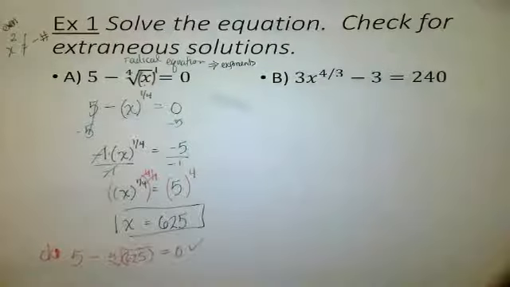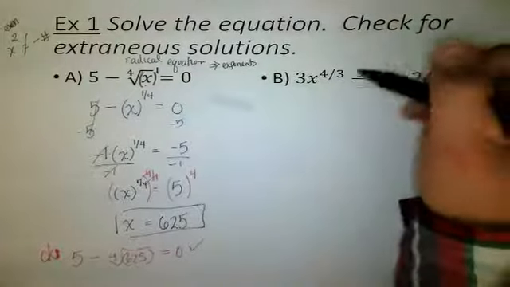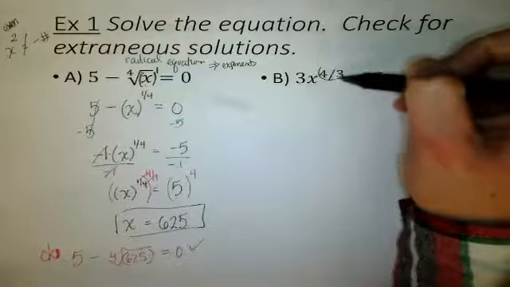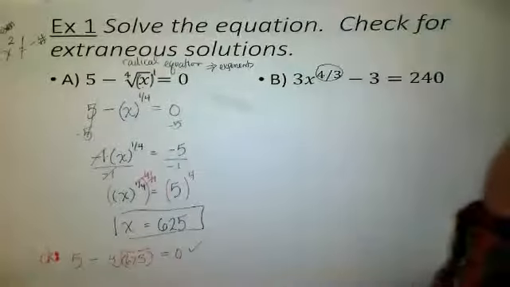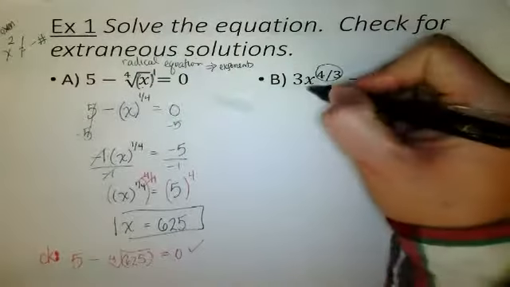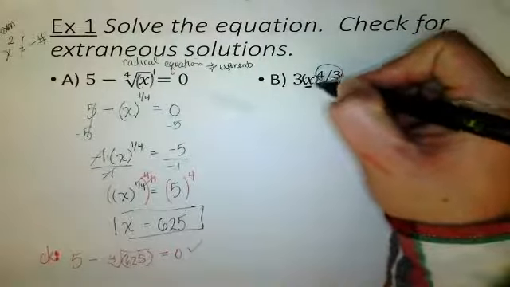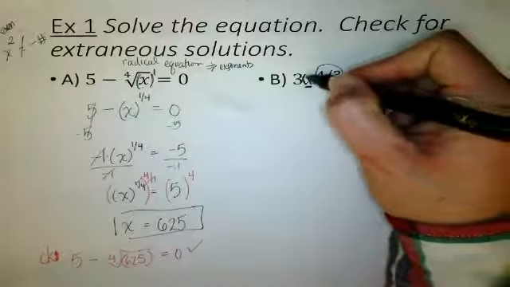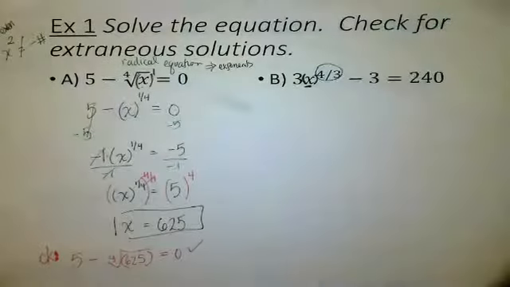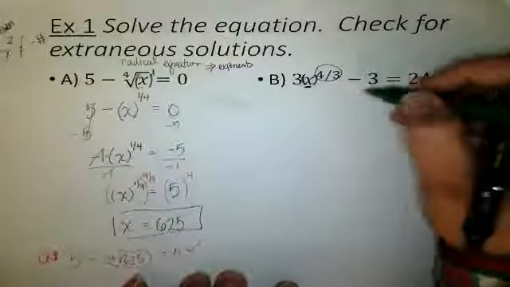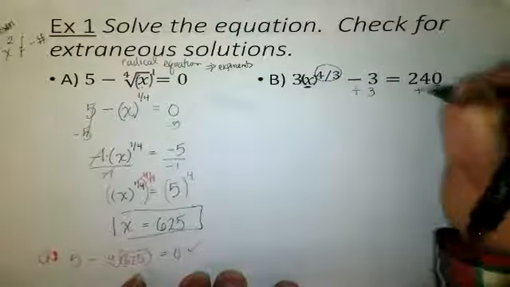Letter B. We want to get rid of anything that's not trapped. By not trapped, I'm going to ask you, what is this power affecting? It's just affecting the x right now. So there's little invisible parentheses that's saying that 4/3 is only affecting the x. Everything else we need to get rid of. What do you want to get rid of first? The negative, yeah, we are going to add 3 first.